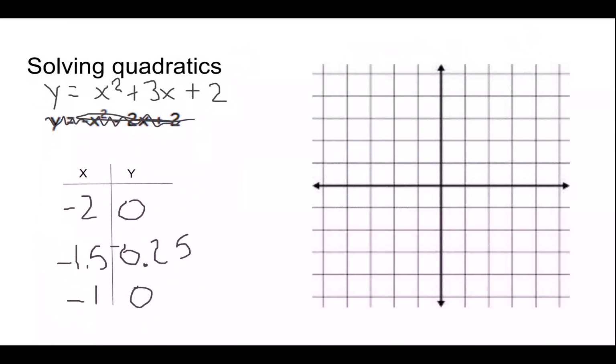Then we go to graph it just to make sure that we did this right. If I go to negative 1.5, it would be about here, and then negative 0.25 would be, we're going to estimate, right about there. Then our next points are negative 2, 0, and negative 1, 0. I get this nice graph, and we can see it crosses the x-axis at negative 2, and it crosses the x-axis at negative 1.